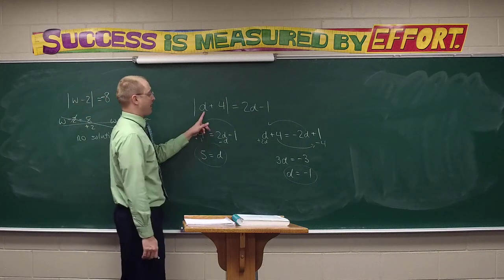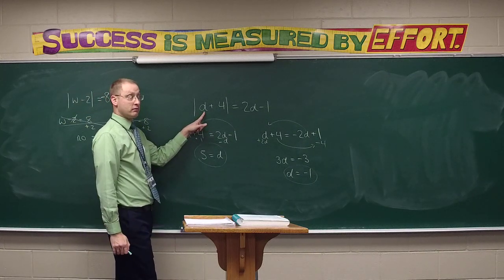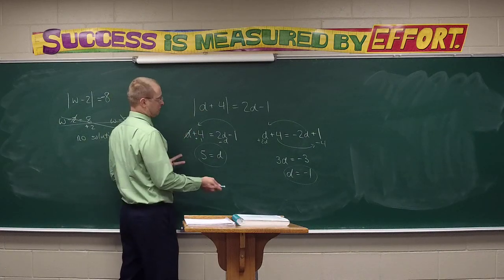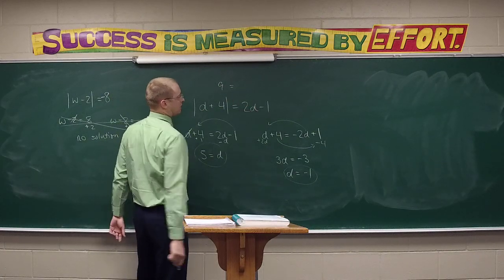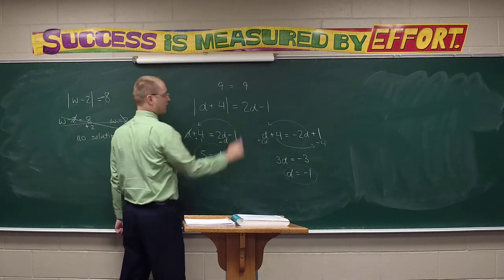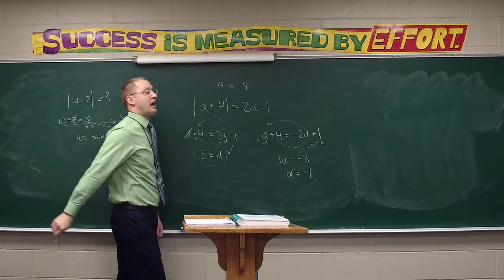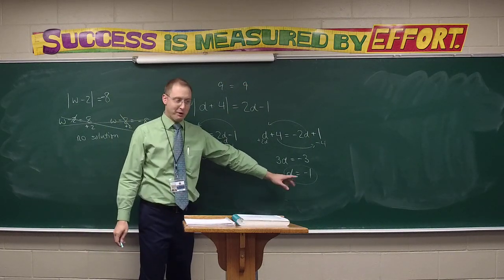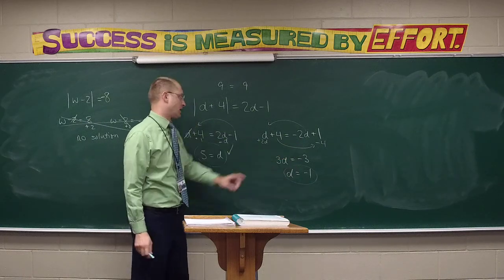Let's try the 5 first. 5 plus 4, class. 9. Absolute value of 9. 9. 2 times 5? 10. Minus 1? 9. Does it check? Yes. Yep. That means there's a very good chance the other one's extraneous, but not always, so we do have to take the time to check.